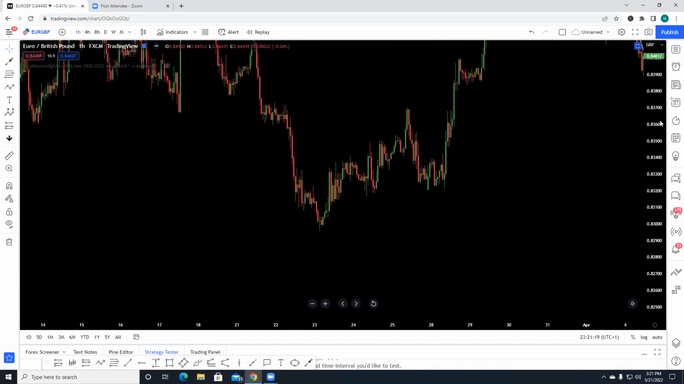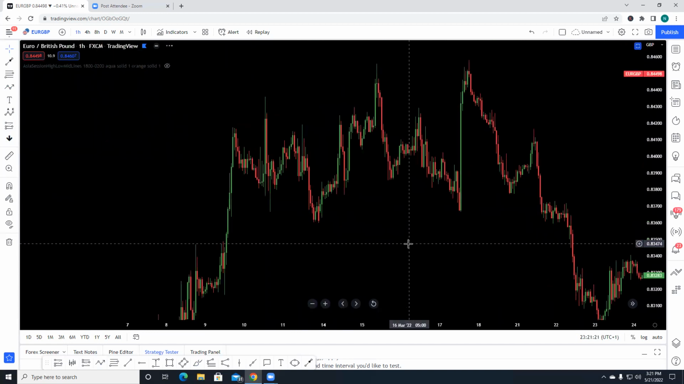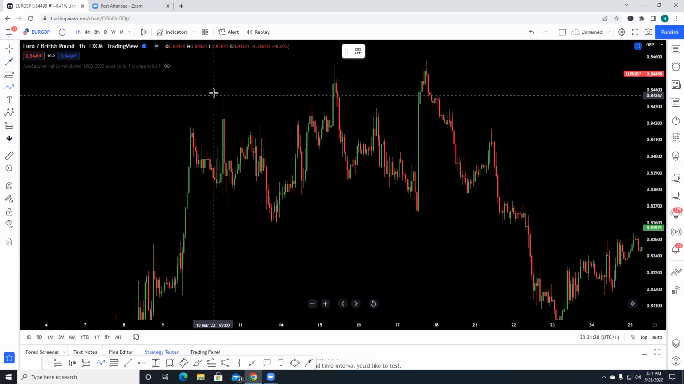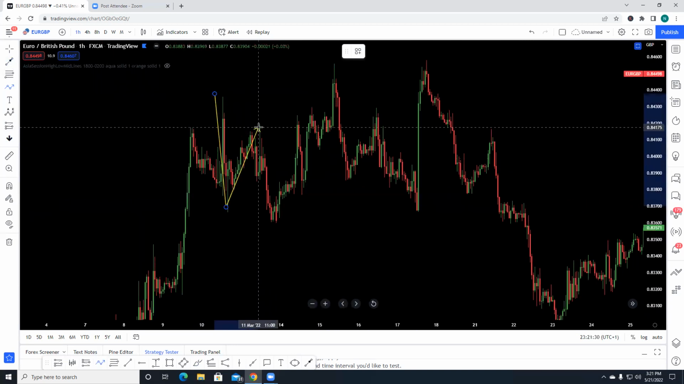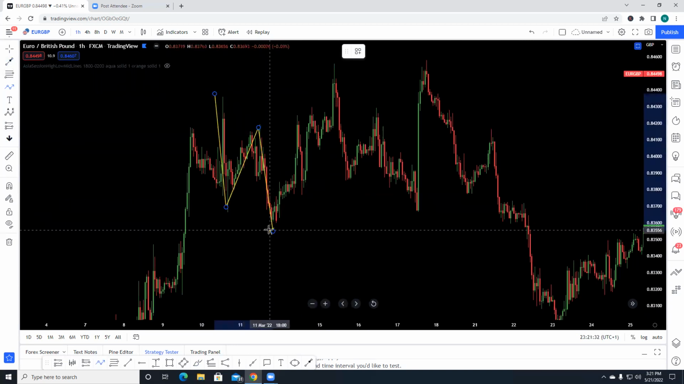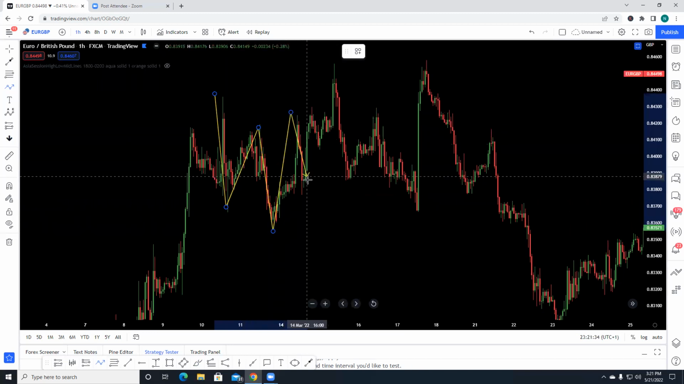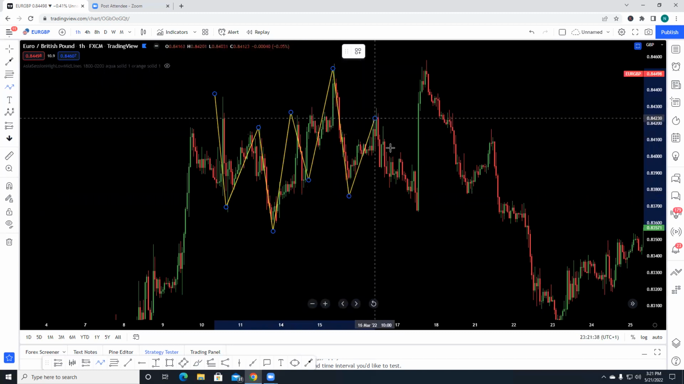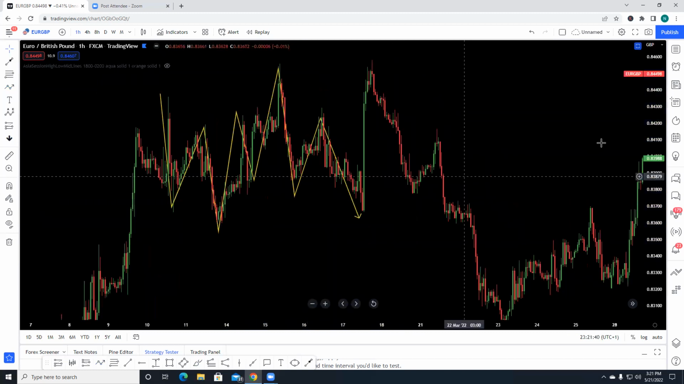I'm going to show you a lot. Let's look at whether we'll get another WXY structure here. This is a clear WXY structure. Let me show you real quick, guys. This is 1, 2, 3: three waves down, which is called W. 1, 2, 3 waves up, which is called X. 1, 2, 3: three waves down, which is called W.